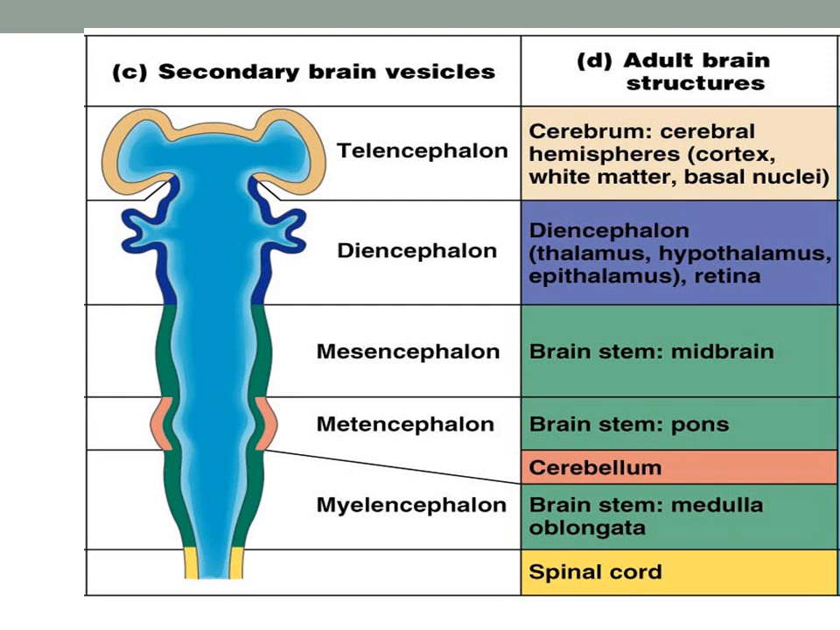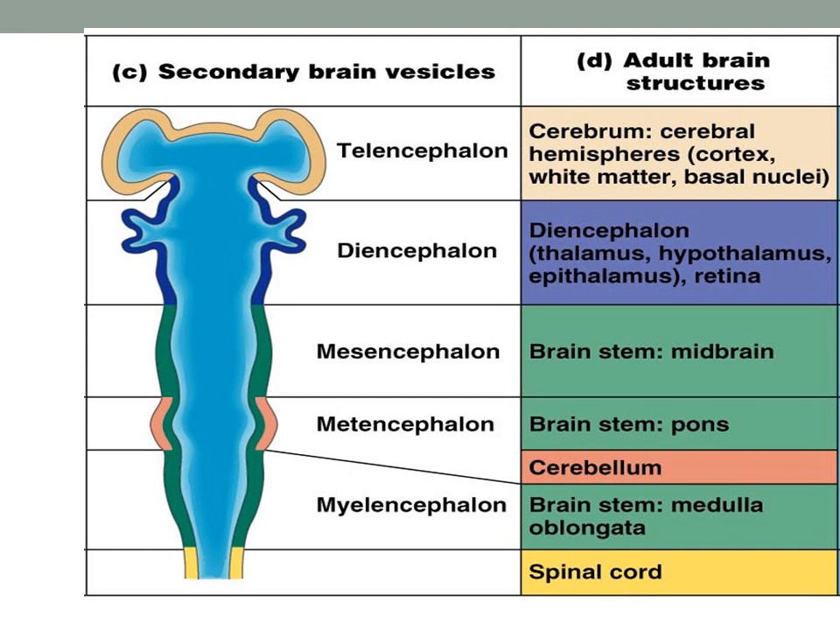Now in the adult, the telencephalon becomes the cerebrum, becomes structures of the cerebral hemispheres, such as the cortex, such as the cerebral white matter, such as the basal nuclei, which includes the striatum, the globus pallidus, the substantia nigra, the nucleus accumbens, and various subthalamic nuclei. The diencephalon, in the adult, gives us the thalamus, the hypothalamus, the epithalamus, and the retina.